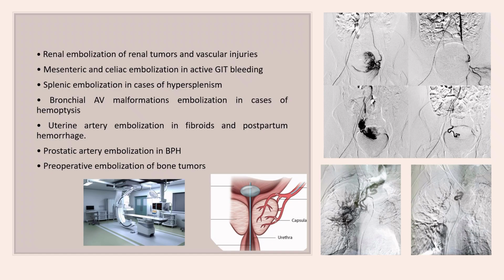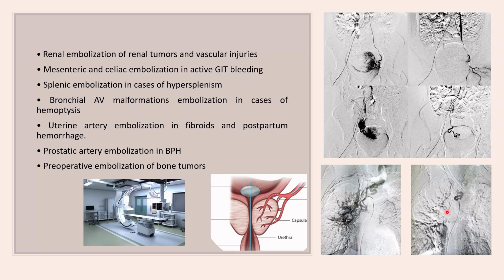Examples for embolization include renal embolization for cases of renal tumors and vascular injuries like AV fistula, mesenteric and celiac embolization in cases of active GI bleeding, splenic embolization in cases of hypersplenism, bronchial embolization in cases of AV malformations or hypertrophied pathological bronchial arteries, like in these cases. We have got here a cavity on top of previous history of TB. This is a pathological bleeder, and this is post-embolization.